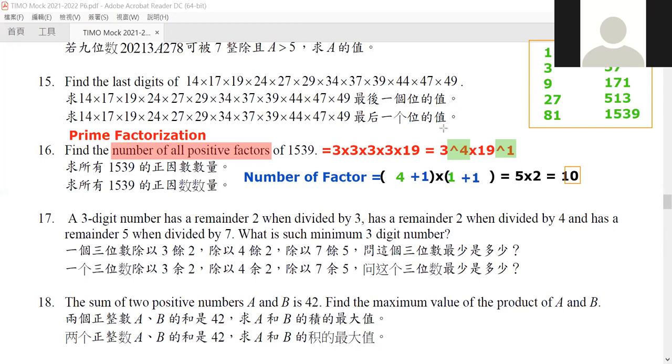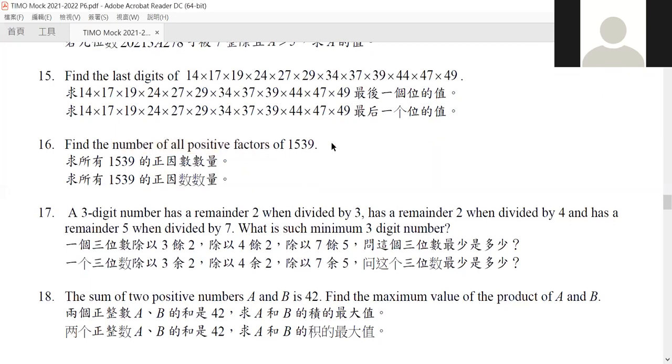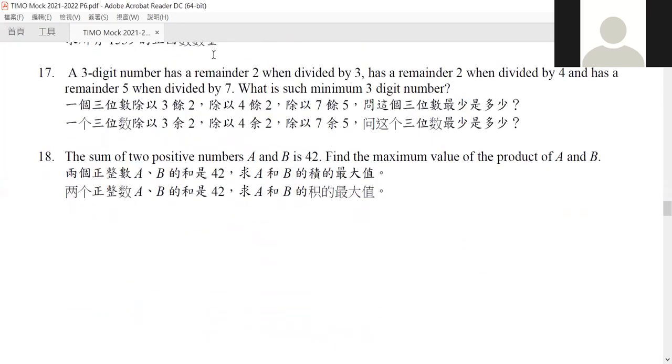Let's go to our question 17. A three-digit number has a remainder of 2 when divided by 3, a remainder of 2 when divided by 4, and a remainder of 5 when divided by 7. What's the smallest number that satisfies these conditions?